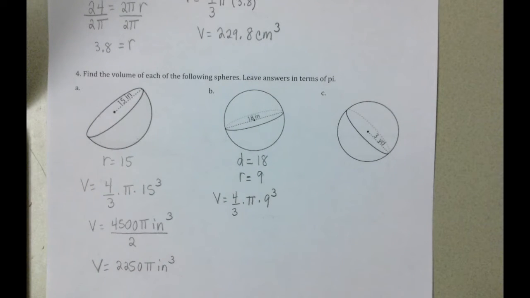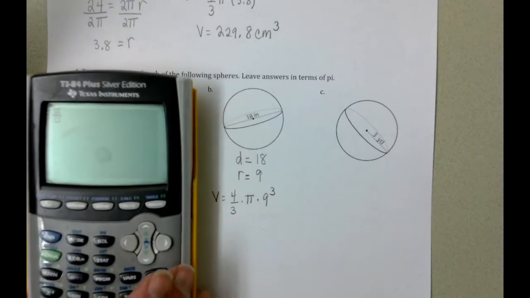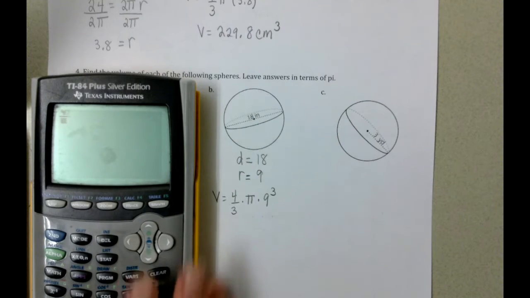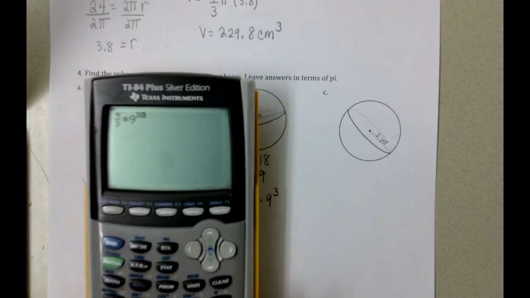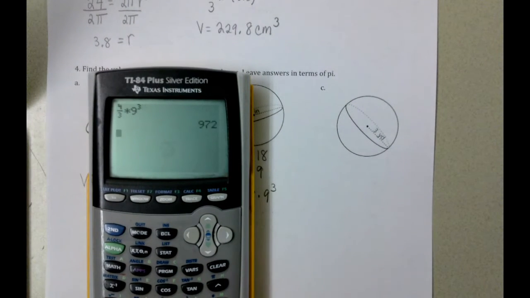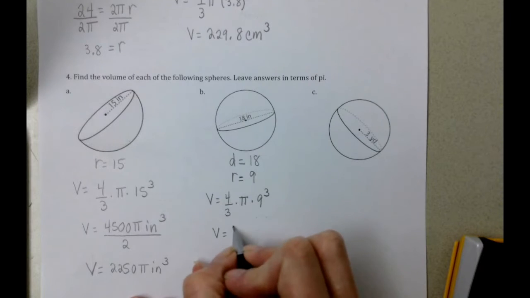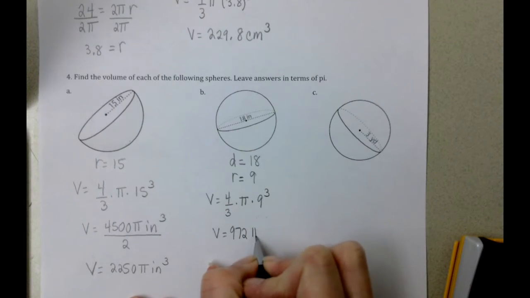Again, we're not going to type in the pi because it says to leave the answers in terms of pi. So 4/3 times 9 cubed, a little bit better there so you can see it on the calculator, and what we end up with is 972. So the volume is 972 pi.